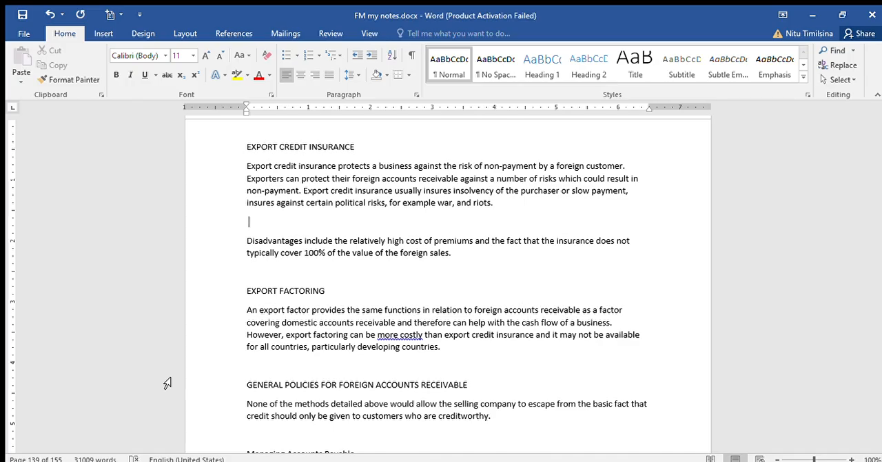And this is export factoring. An export factor provides the same function in relation to foreign account receivable as a factor covering domestic account receivables and can help with the cash flow of a business. However, export factoring can be more costly than export credit insurance and it may not be available for all countries, particularly developing countries.